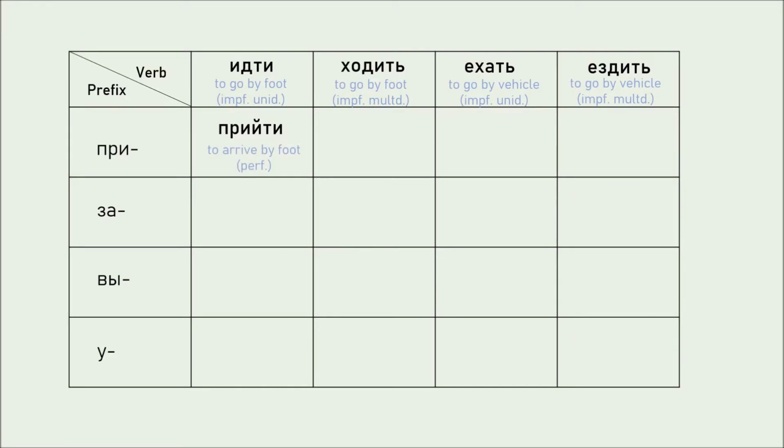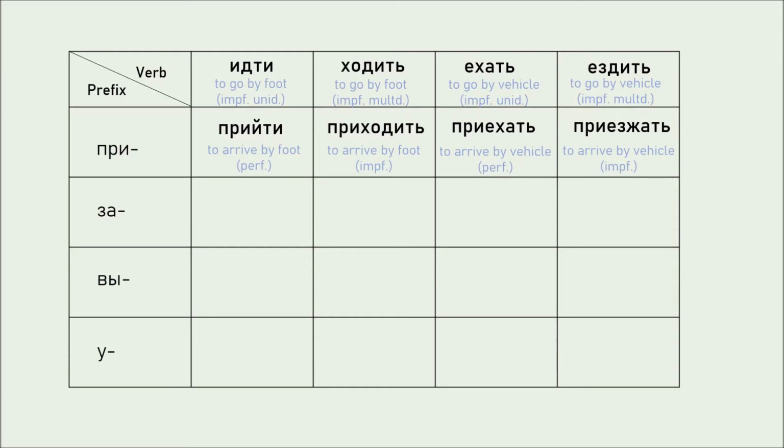Now, because we've added on a prefix, the aspect automatically changes to perfective, alright? If we want to say arriving by foot as well, but in the imperfective, all we do is we use the multidirectional. Приходить. That means to arrive by foot, but in the imperfective. So as you can see, when we're adding on prefixes, we're not actually differentiating between unidirectional and multidirectional, okay? It makes sense. If you're arriving to one place, you're just arriving. You can't be arriving using many routes, so we just have two verbs for arriving by foot. Arriving by vehicle will be приехать in the perfective and приезжать, this time in the imperfective.